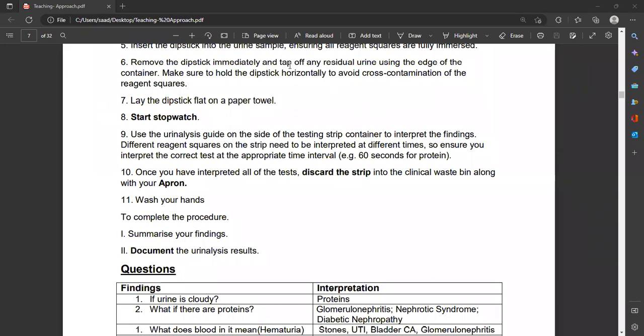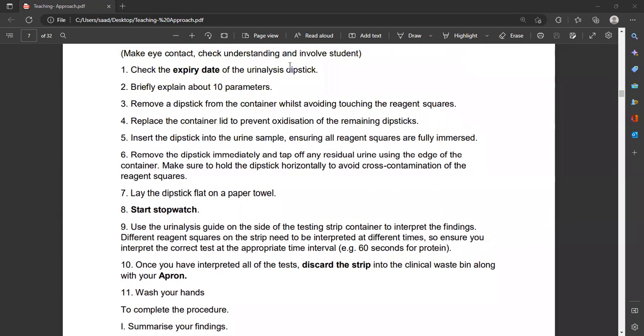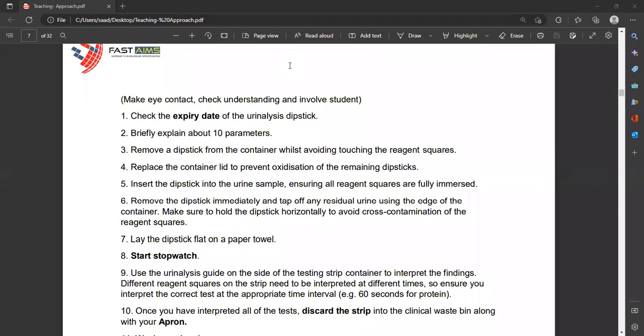When you are going to perform it, it will take almost 4 to 5 minutes, and you will have almost 1 minute left, or a maximum of 1.5 minutes. In that minute, you have to discard everything. Discard first the strip and paper towel. Do not discard the urine sample. Now pick up the urine sample.